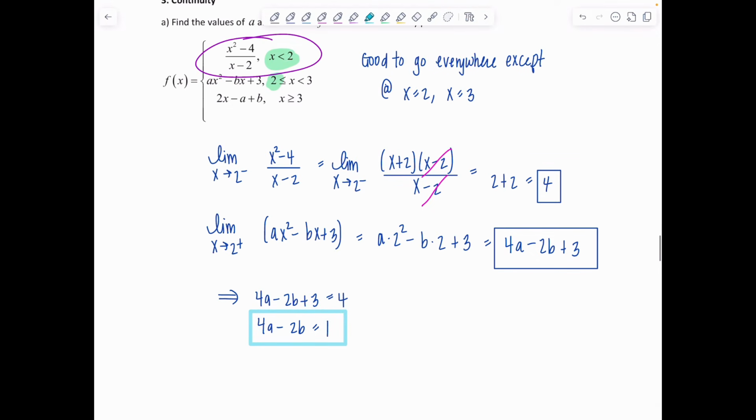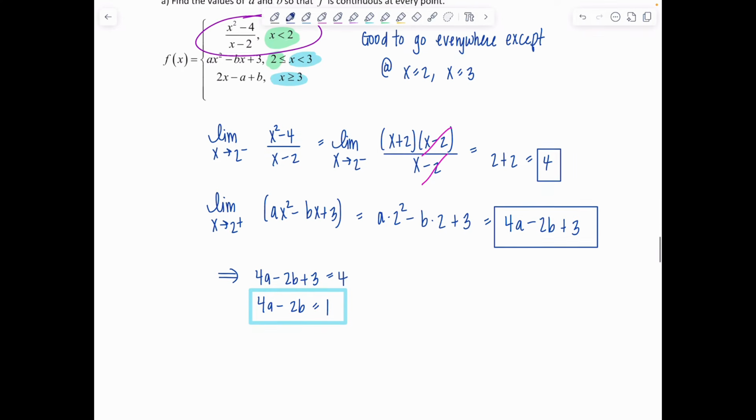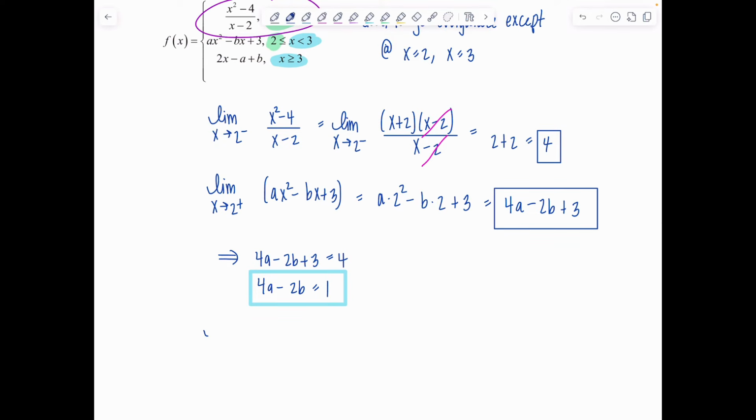So that's why we have to check what's going on with 3. And I have a feeling we're going to have another equation with the same 2 variables and then we'll be in business. Okay, so now let's check the limit as x approaches 3 from the left of ax squared minus bx plus 3. So we're going to have a times 3 squared minus b times 3 plus 3. So that's 9a minus 3b plus 3.